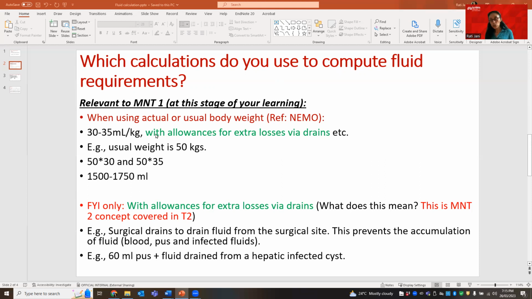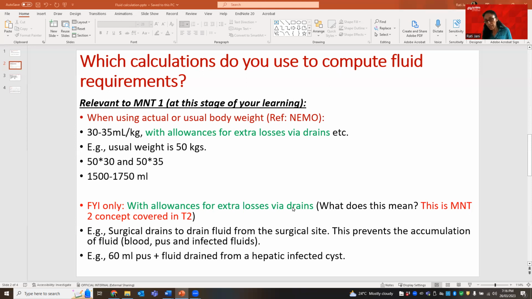No, but I just want to again just informally highlight is when you have your NEMO resource and it says 30 to 35 ml per kg with allowances for extra losses via drain, etc. So what exactly does this mean? Okay. So what does this mean is, again, disclaimer, higher level learning, more of an MNT2 concept covered in your future trimesters.